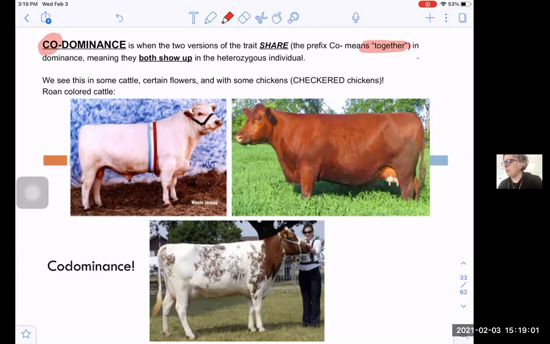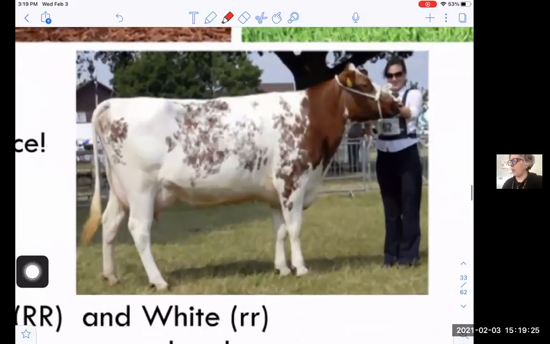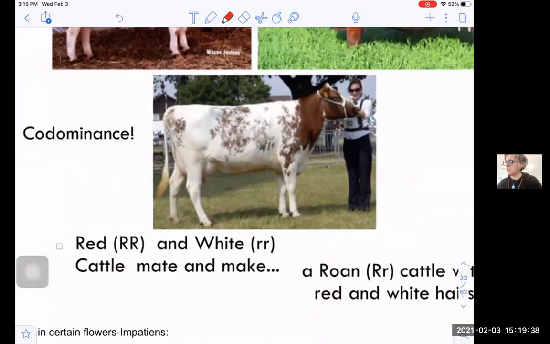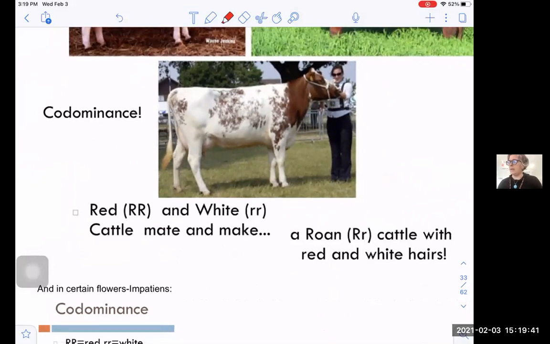Let me give you an example of this. Here I have a white bull. I know this is a bull because of this part hanging down at the bottom. Let's say we cross this bull with this cow, and I know she's a cow because she has an udder. Their offspring would have white and red hairs. This color down here is something we call roan. If you look at it closely, it's not a pink cow. It's not somewhere between red and white. You see both white and red hairs. So this is an example of co-dominance, sharing dominance in the heterozygous.